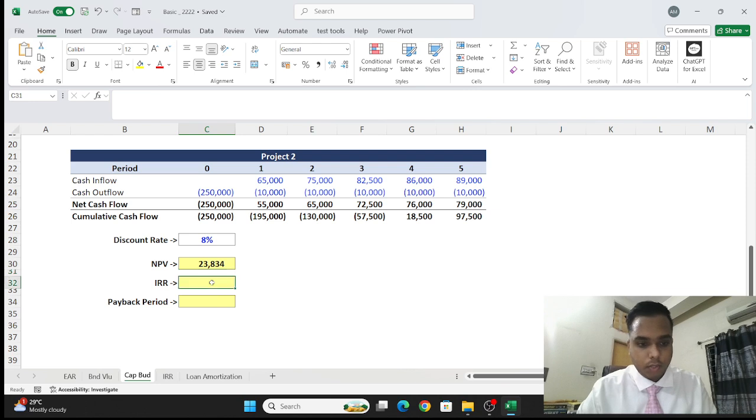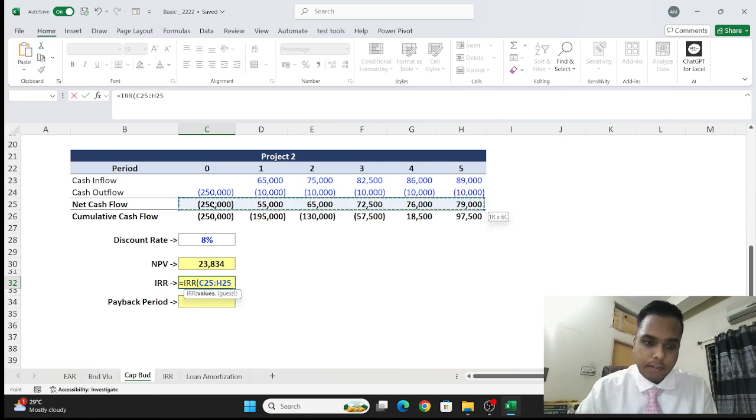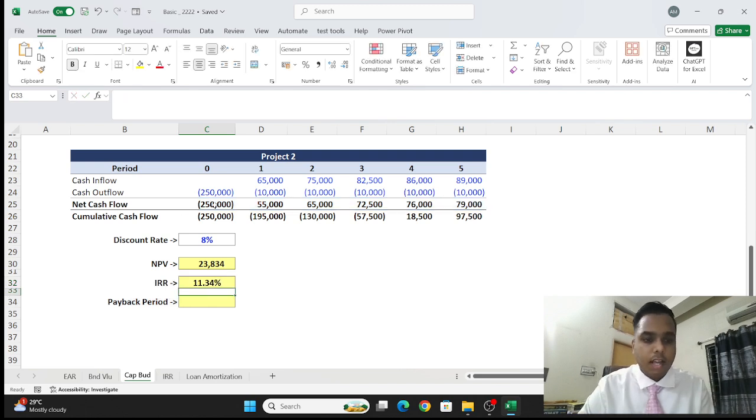Similarly, if we want to find the IRR using Excel, we will just write this formula, equal IRR tab values. These values include the initial investment and the rest of the net cash flows of the company, and comma, guess zero. So bracket close, enter. The IRR for project 2 is 11.34%.